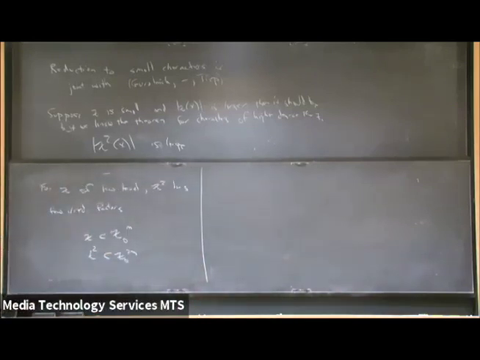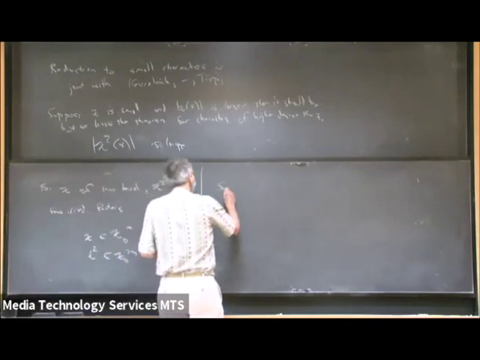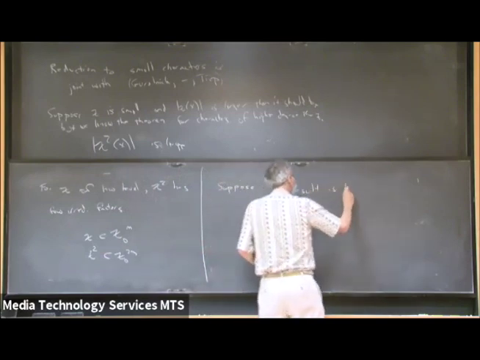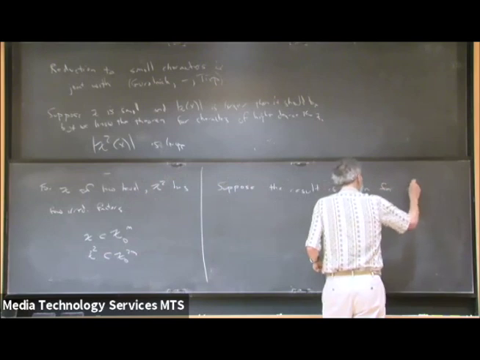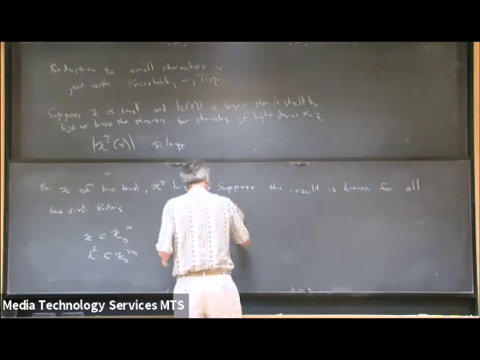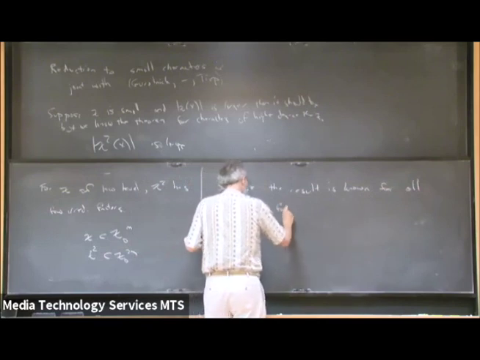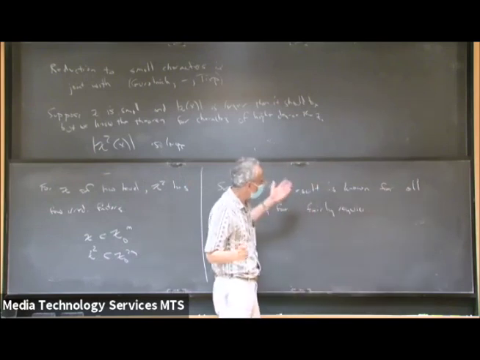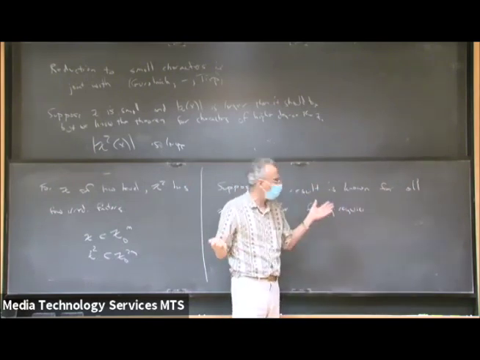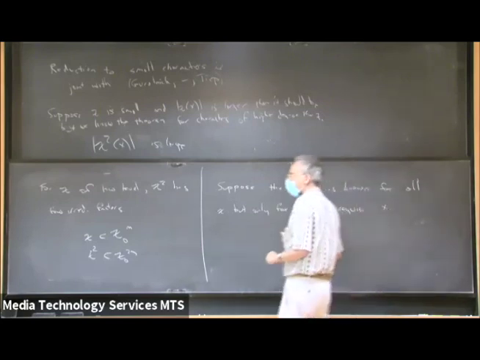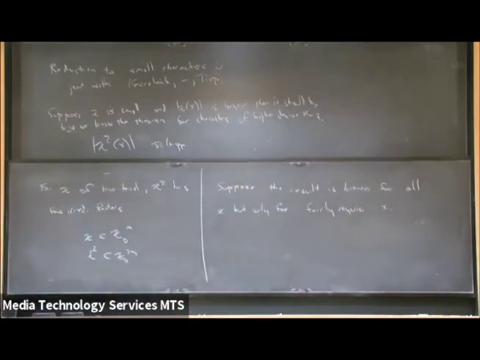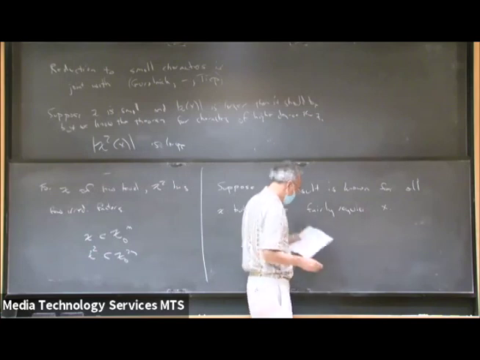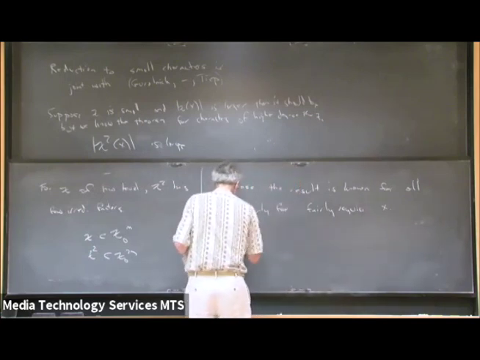So the remaining question is, suppose the result is known for all chi, but only for fairly regular x. I don't mean literally regular semi-simple, I mean, you know, the centralizer is small. What do we do in this case? Well, what we do is we use, again, the Frobenius formula that I wrote down before, but we use it in a slightly different form. So the form that I want to use it in is the following.